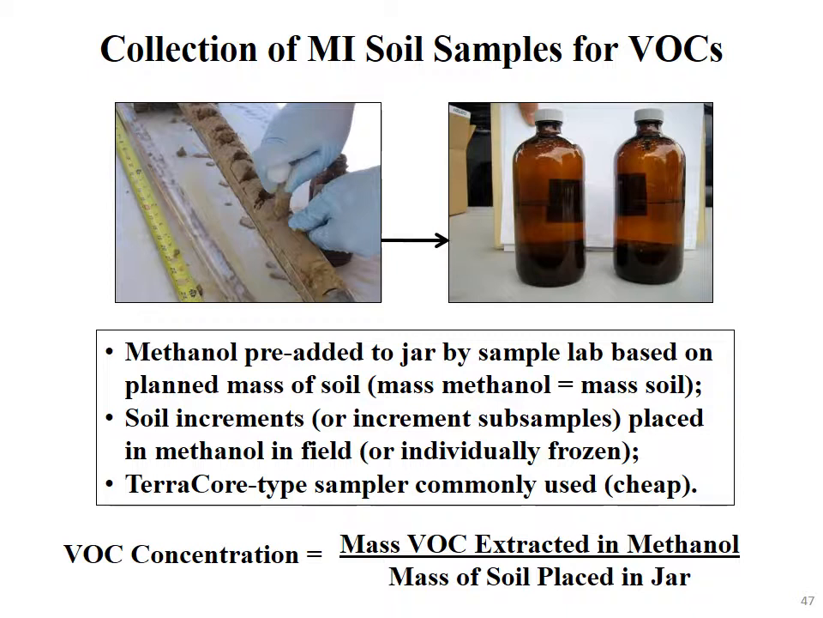So you tell the laboratory the mass of soil you plan to put into the jar. They'll put in about the same mass or volume of methanol, and then you place your soil sample in there. Send that to the laboratory for processing and testing. This doesn't necessarily work in the field all the time, especially in Hawaii. It's difficult to transport methanol around.